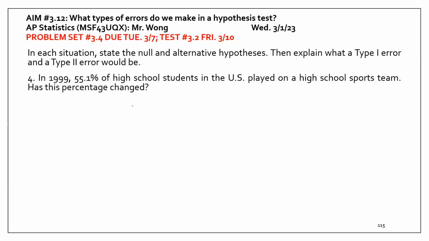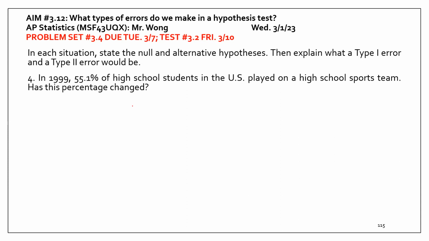In each situation, state the null and alternative hypotheses, and then explain what a type 1 and type 2 error would be. Now, in this case, we do have some numbers here, so unlike the previous questions, we can actually write null and alternative hypotheses using our notation and using more specific numbers. So let's take a look at number 4.